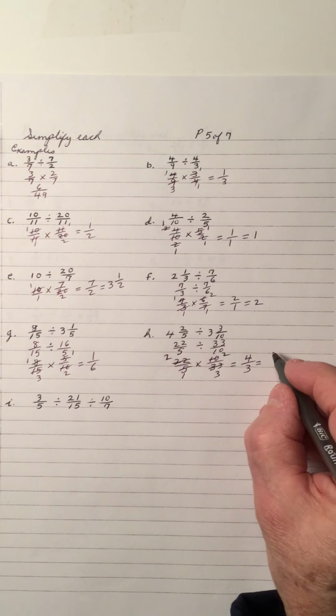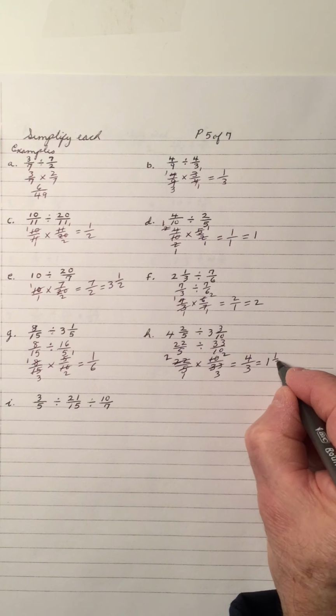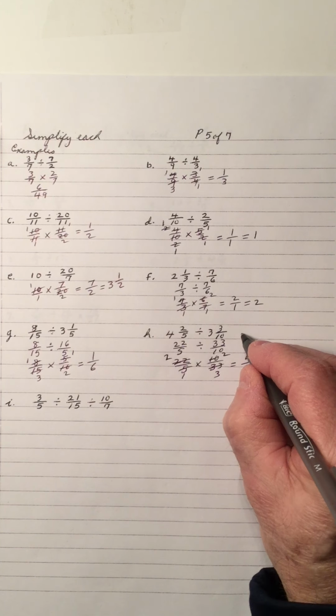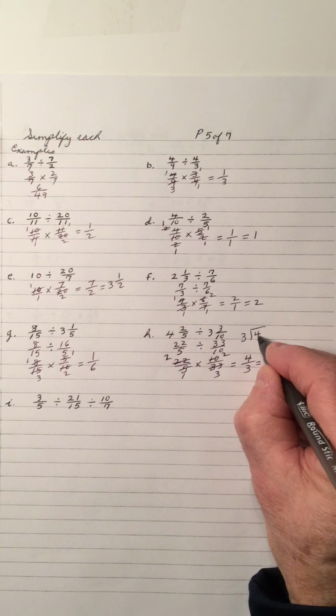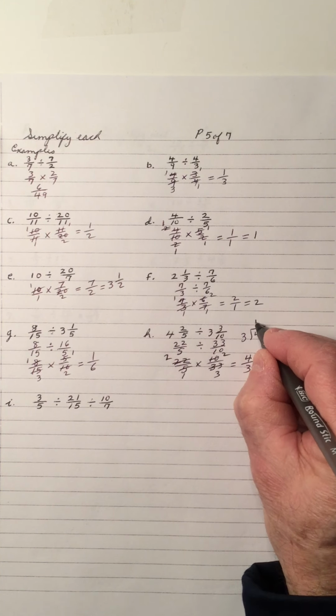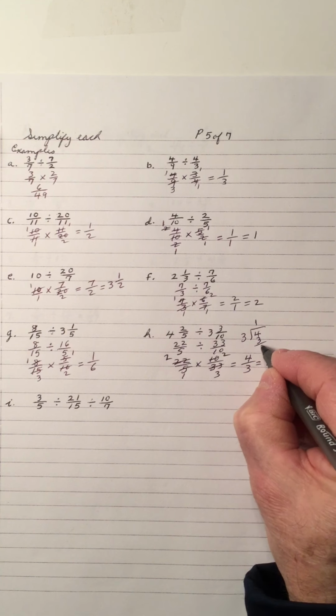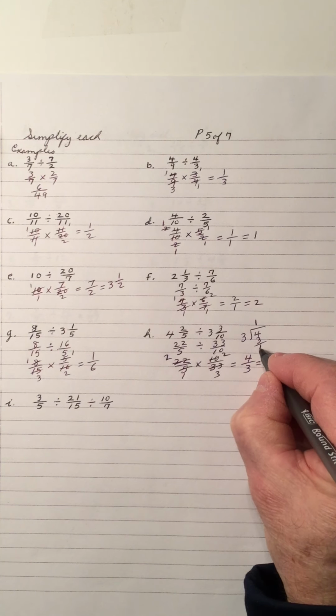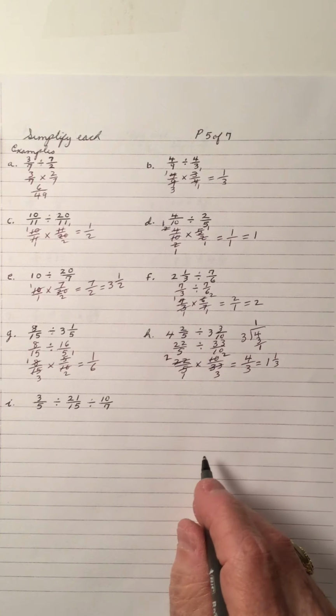3 divided into 4 is once and 1 left over. Again, notice 3 divided into 4. The bottom is divided into the top. 3 divided into 4 is once. 1 times 3 is 3. 1 left over. So it's 1, and the 1 left over is the remainder, so it goes over 3.